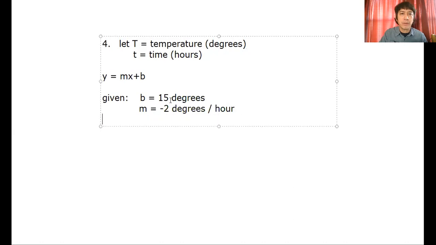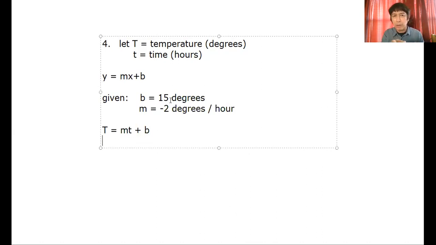And so we shall now replace our variable y with capital T, and we will have m, small t, plus the small b there. Okay, we shall now use the m and the b in that equation and come up with the required answer. So this is temperature equals negative 2 degrees times time plus the 15 degrees there. If you analyze this answer at time 0, the starting time, it's 0 times negative 2, which is 0, plus 15 degrees. Your temperature at the starting time is 15 degrees there.